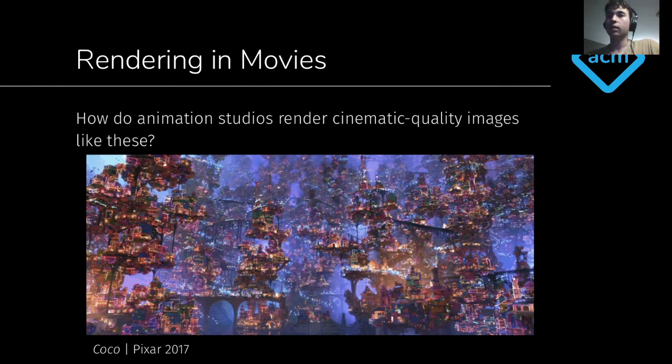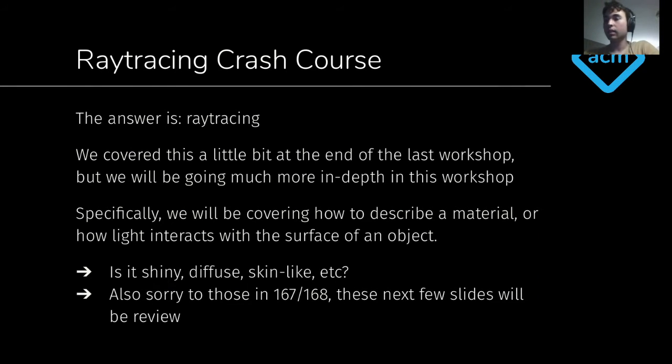Here we go. Okay, so how are movies rendered? That's what we're going to be going over. How can we get really high quality cinematic style images like these? We went over real-time rendering really quickly in the last workshop, and it wasn't like the real pipeline, but you got the gist of it. How do you do rendering in movies? Well, the answer is ray tracing.